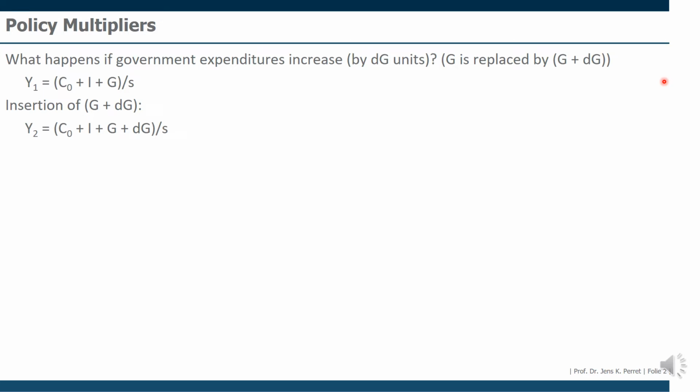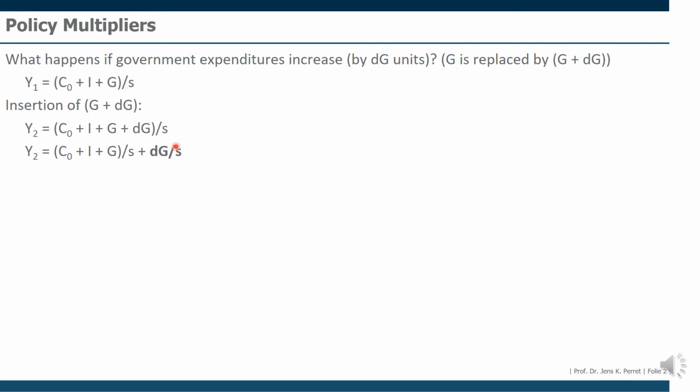And then we can pull the dG out of the brackets, giving us two parts here. The first part is the original one, and the second part is actually the effect. So here we see that for a dG unit increase in government expenditures, GDP will increase by dG divided by S units. Well, that's one way to go about this.